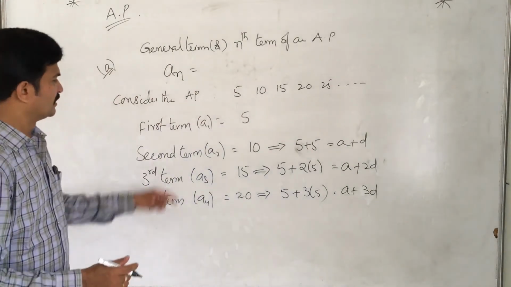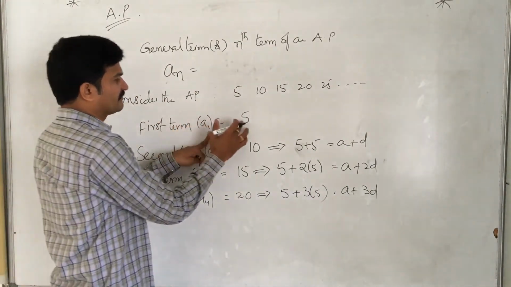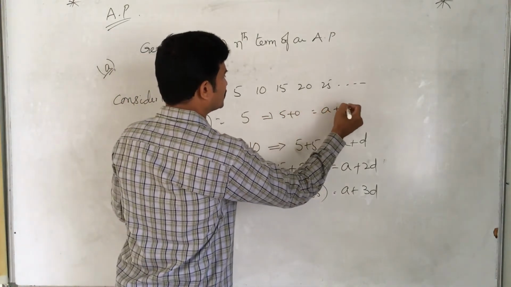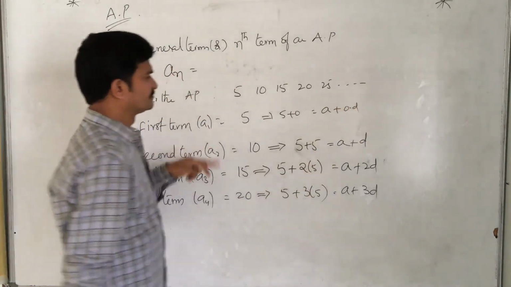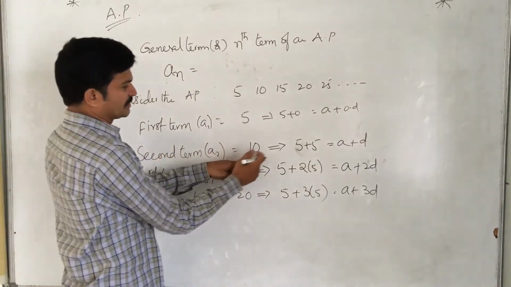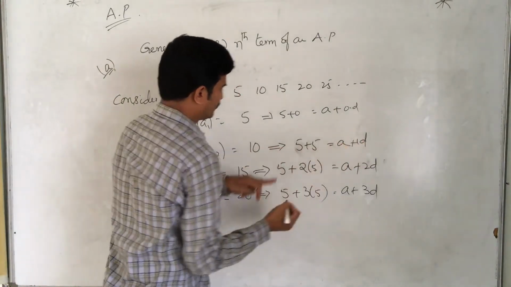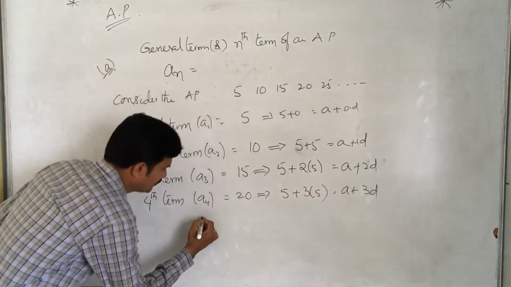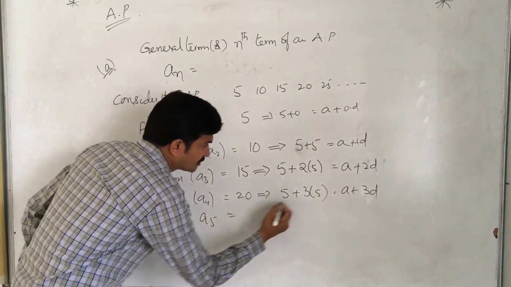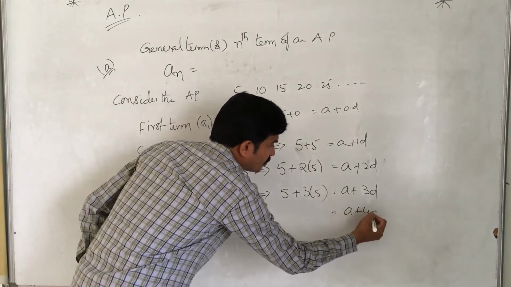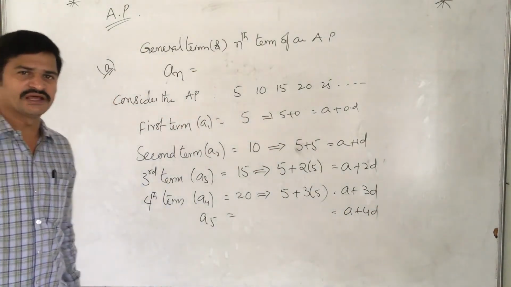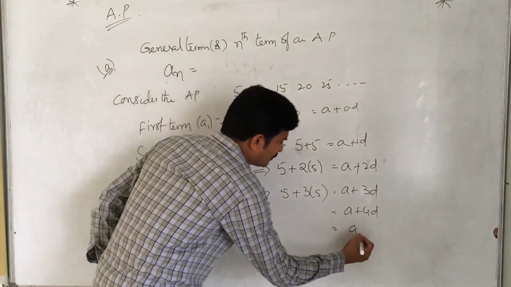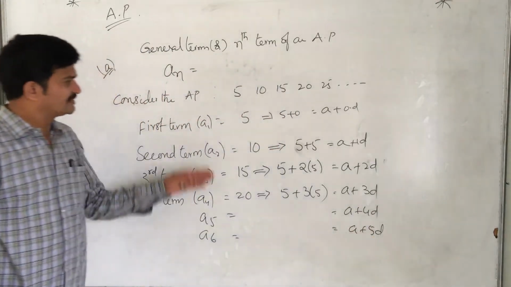See, the first term A1 is 5. Of course, if you write it as 5 plus 0, that is A plus 0 into D. Now the second term A2 is 10, that is 5 plus 5, A plus 1 into D. A3 is A plus 2D. A4 is A plus 3D. If you want to find A5, what will you get? Keep on writing: A plus 4D. If you want A6, then what will you get here, children? A plus 5D. So this is the generalization.